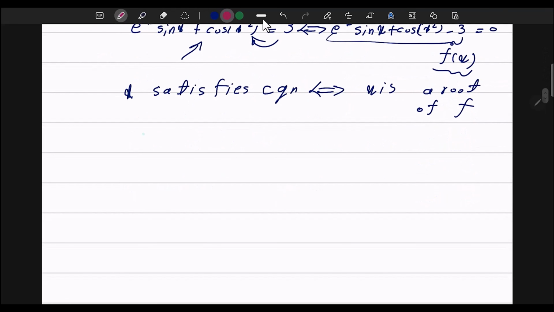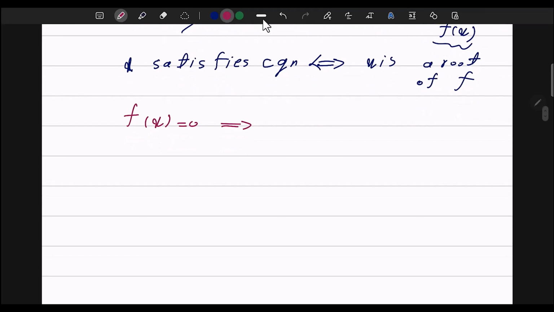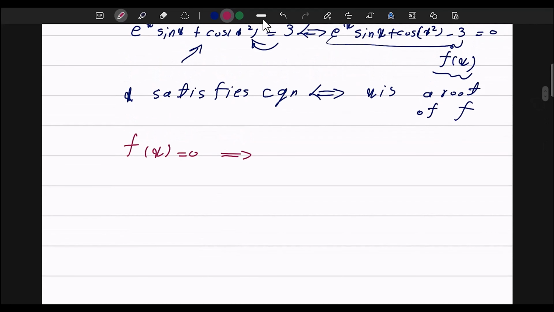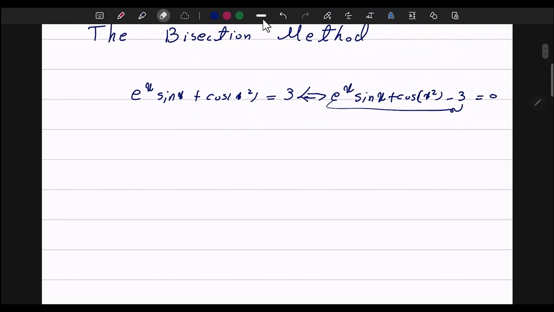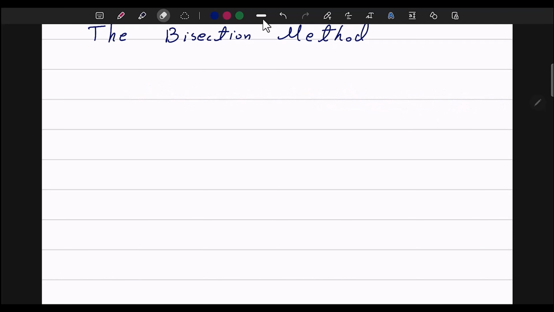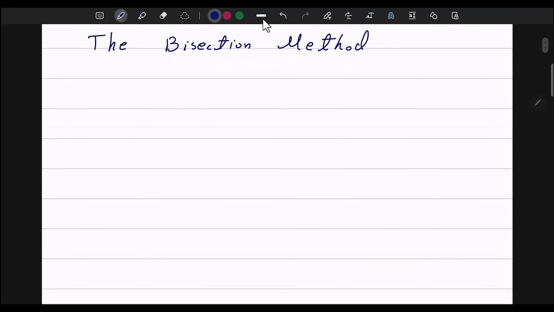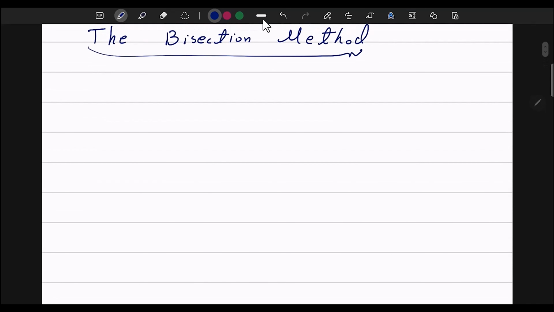So if you know how to find the roots of an arbitrary continuous function, then you would be able to pretty much solve any equation that you want, provided that it is continuous. So in order to solve this equation, we would have to find the roots of its corresponding function. And in order to do so, there are many methods, but one method, which is numerical, is the bisection method. The bisection method relies on something called the intermediate value theorem.